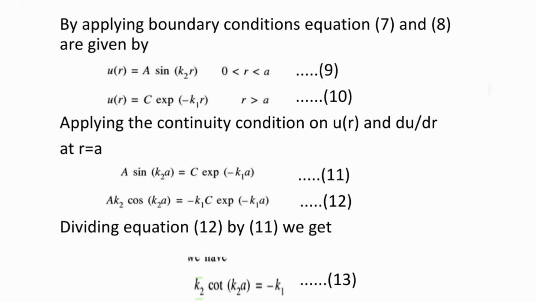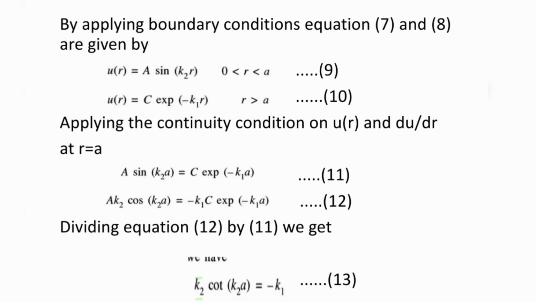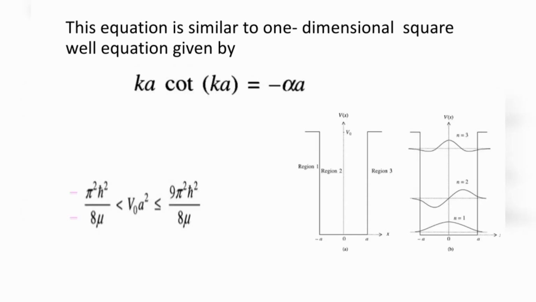Now we'll divide equation 12 by 11. As we know that cos by sine is cot theta, as soon as we divide 12 by 11, A will be cancelled out, so there will be k2, and cos by sine is cot k2a. That is actually k2 cot k2a equals the right hand side, where C and this term will be cancelled, and we'll get minus k1. So this is the required equation for the Schrodinger square well potential in 3 dimensions.